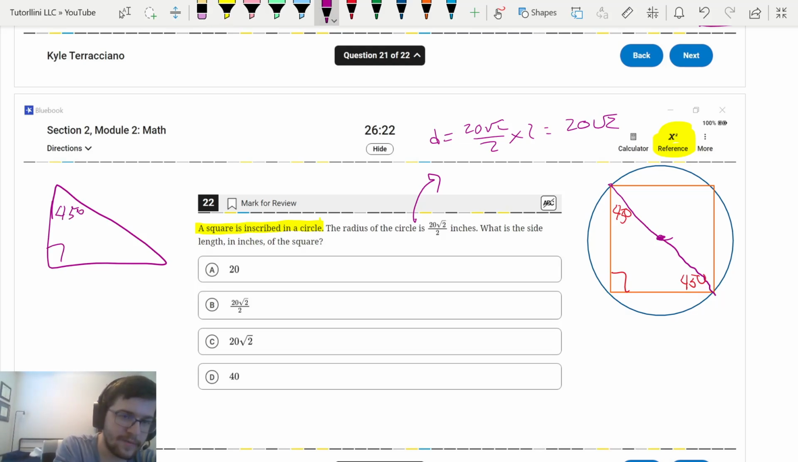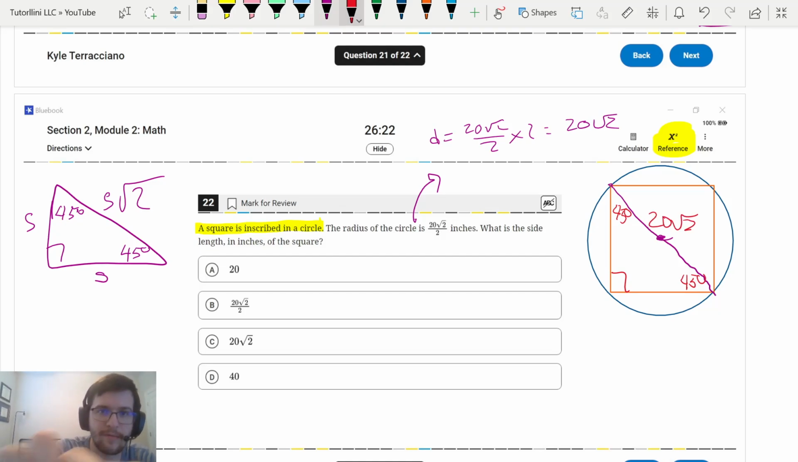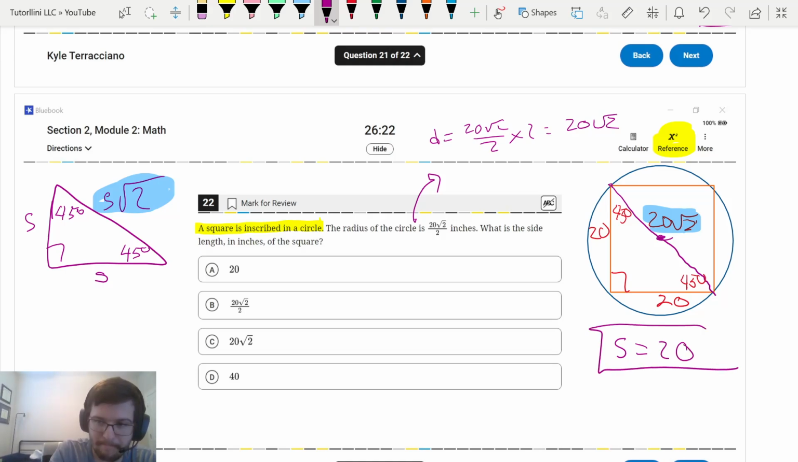So it looks like this: 45, 45, S, S, S root 2. So you have 20 root 2, and do you see how 20 root 2 is equal to S root 2? So that means S is 20. So this guy's 20, this guy's 20. So you see the side length of the square is 20. That's it.